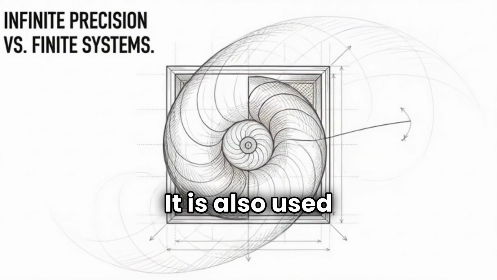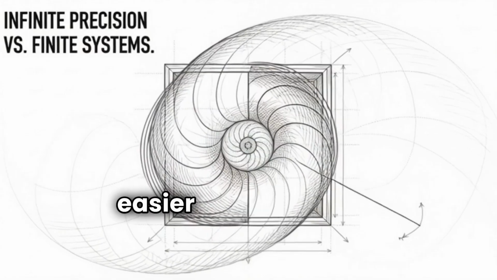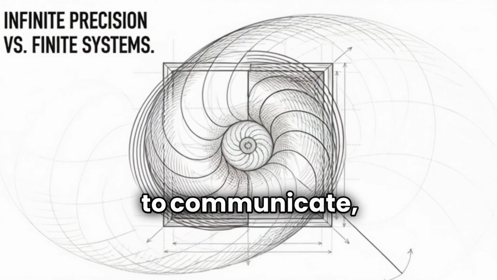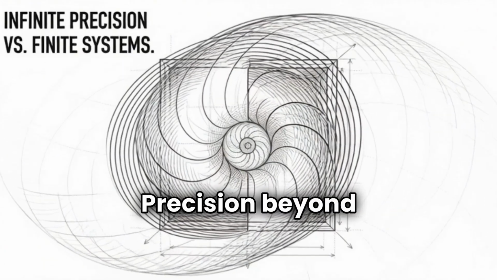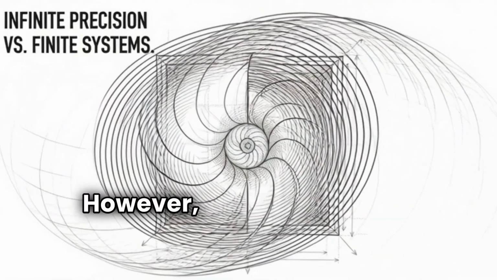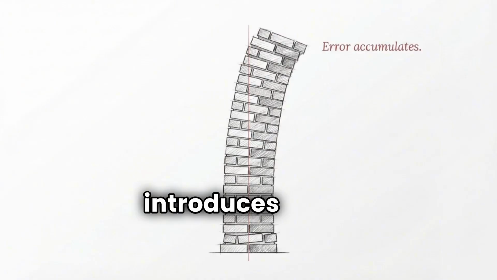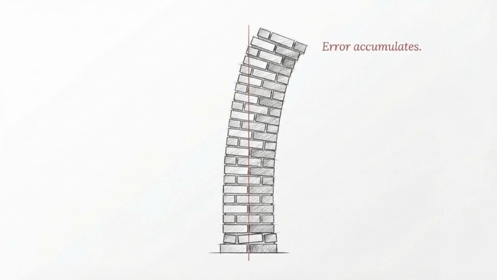It is also used to improve usability. Rounded values are easier to read, easier to communicate, and often sufficient for decision-making. Precision beyond a certain point provides diminishing returns. However, rounding always introduces error. This error may be small, but it is systematic.